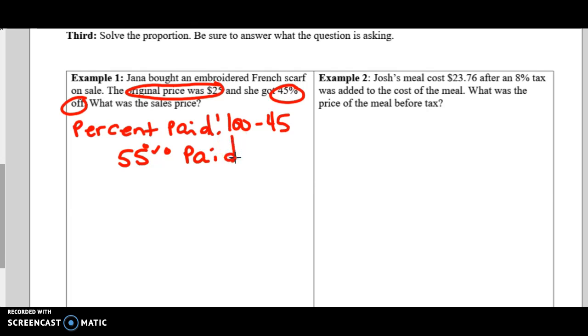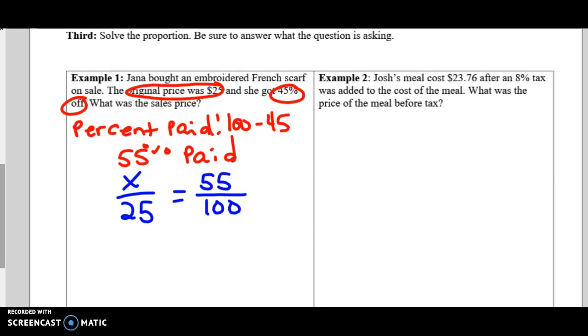Now I'm ready to set up my proportion. Start off with 100, and I know that my percent paid always goes on top of 100. So 55 goes over 100. Then because $25 is the original price, I'm going to put that in my denominator and put x in the numerator. Now I just need to solve my proportion. You know how to solve the proportion, so I'm just going to go to the next step.